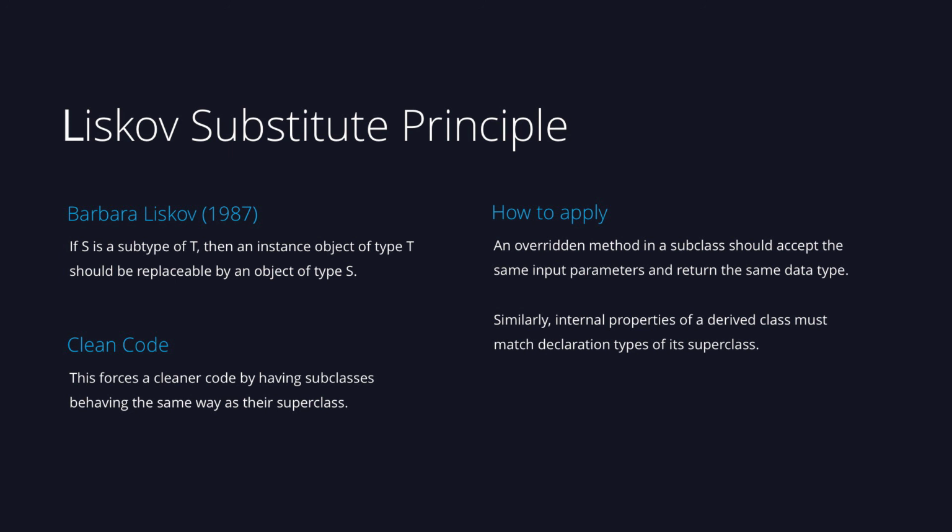In order to apply this principle, we need to make sure that our subclass methods accept the same amount of input parameters as the superclass one. The internal code of the methods might change the logic, but the return type of the methods should also be the same. Similarly, the internal properties of a derivative class must match the declaration types of its superclass.